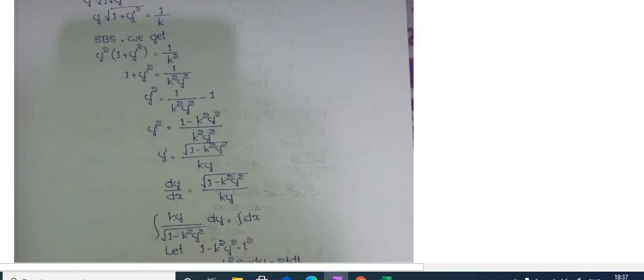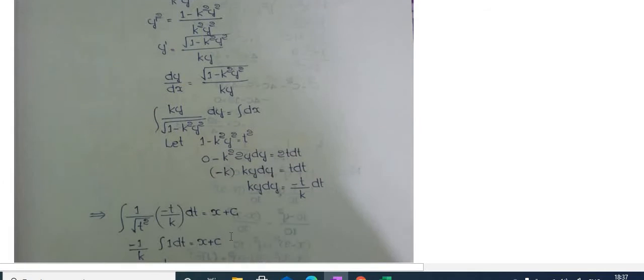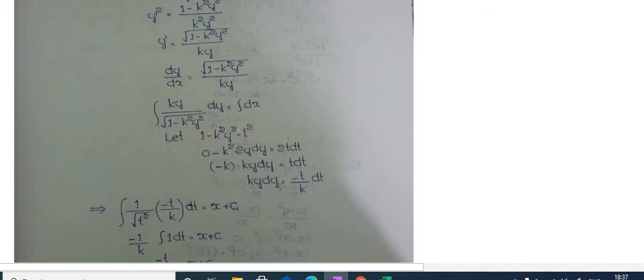Variable separable, so integration ky by root of 1 minus k square y square dy, dx goes this side, integration of dx. So let 1 minus k square y square equal to t square. For 1 it is 0, k square constant, 2y dy, 2t dt. So here k square can be written as minus k into k. Y means here we have only ky. So take this minus k to this side, then we are going to get the value ky dy.